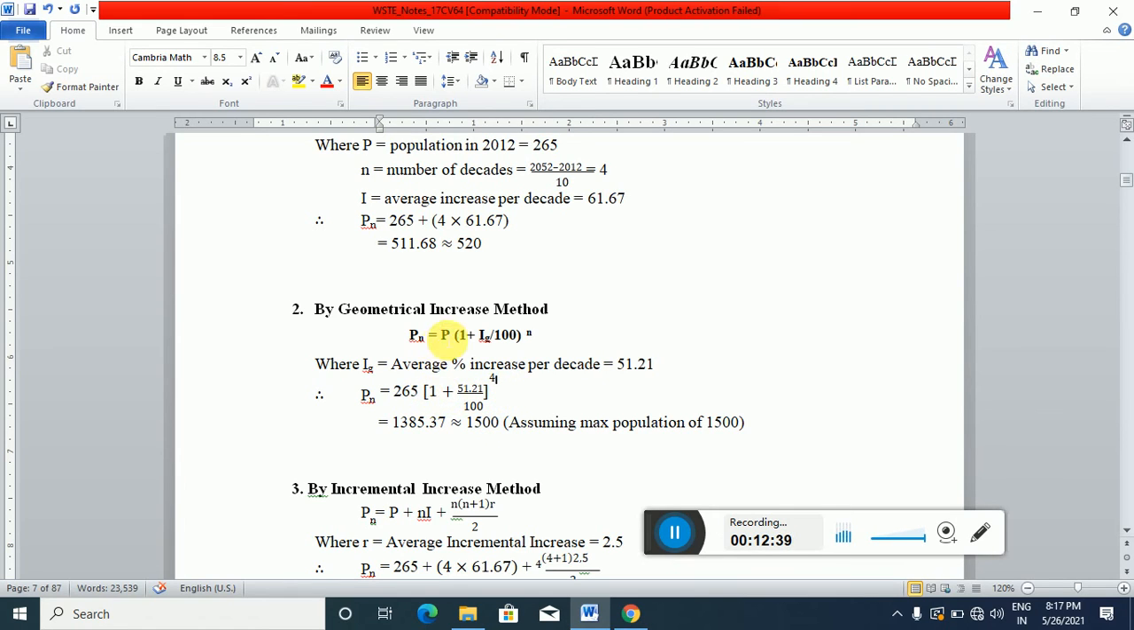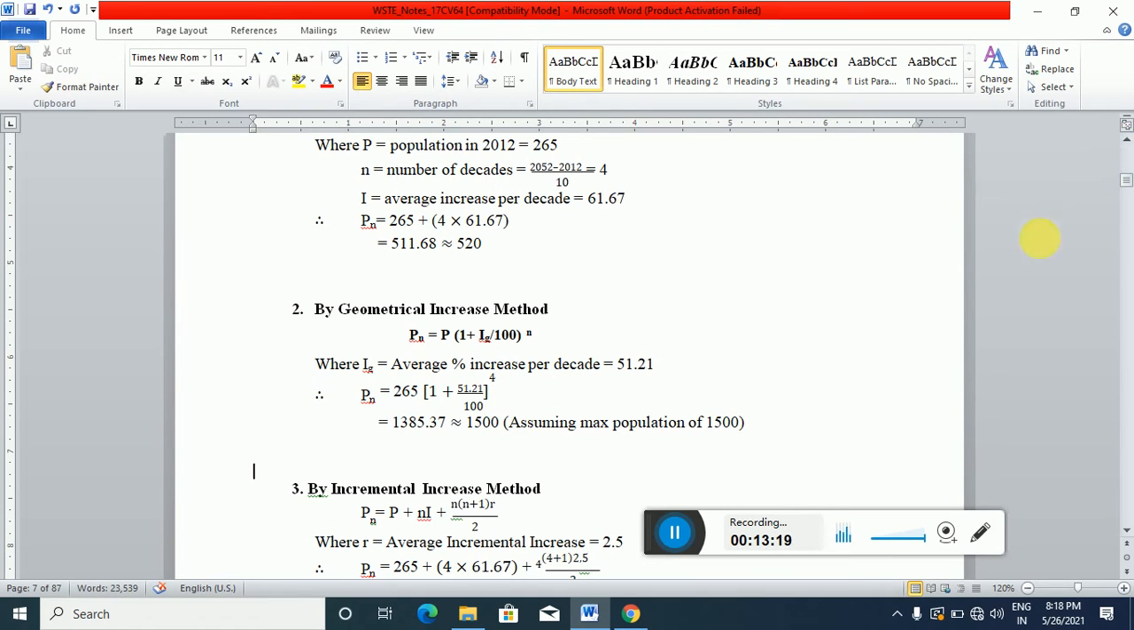Okay, here note that again P is 265, that is the population known for the last decade. Similar to this value here in the previous method. So P into 1 plus Ig divided by 100. Ig is the average geometrical increase value, divided by 100, and n is the value for after 4 decades. If you simplify this, you will get the value as 1385.37, approximately equal to 1500. Okay, so this is how we can estimate the population using the geometrical increase method.